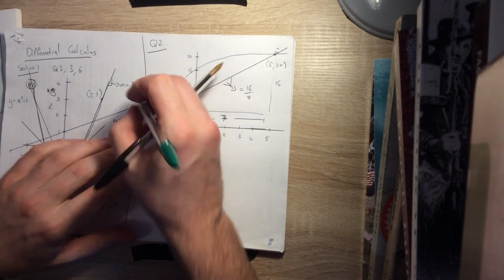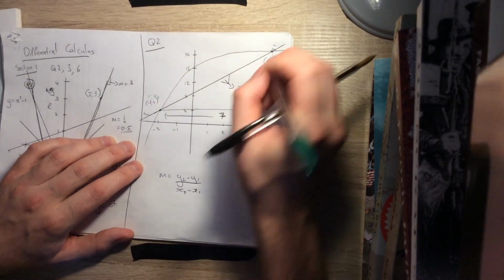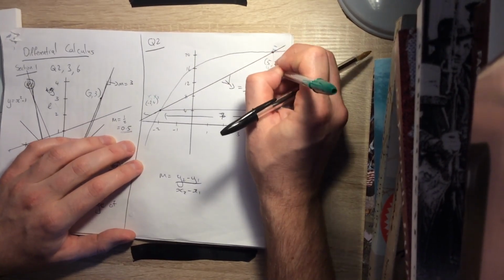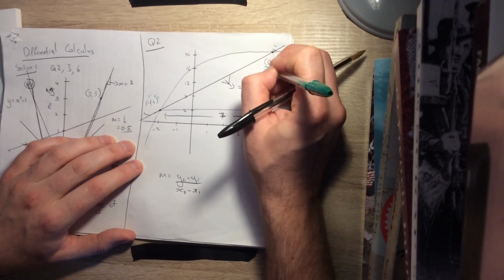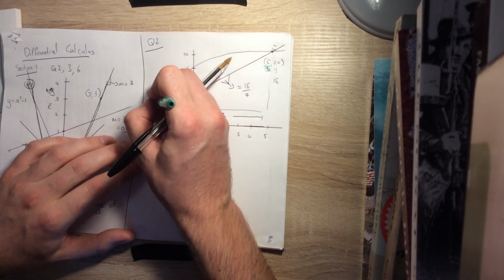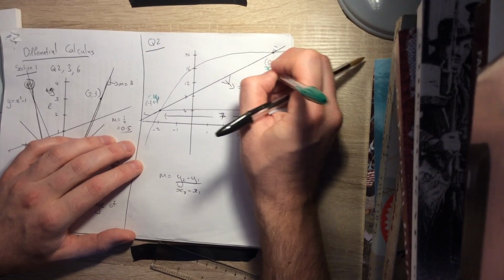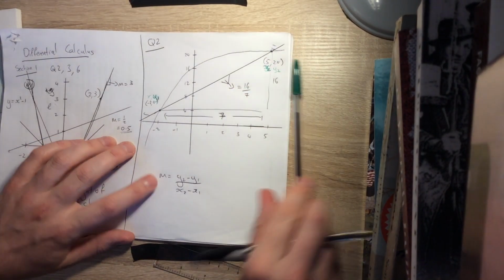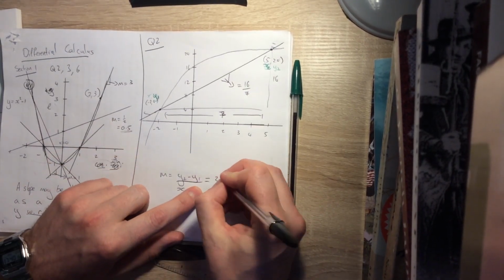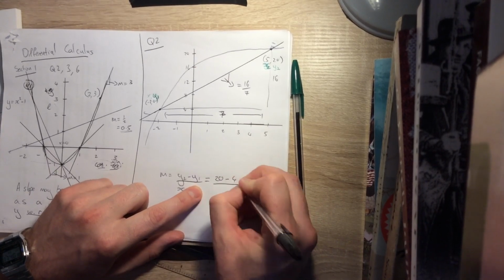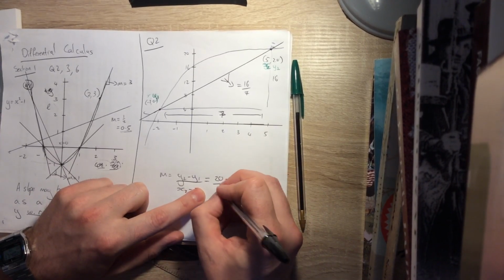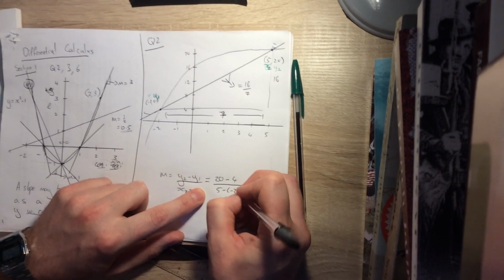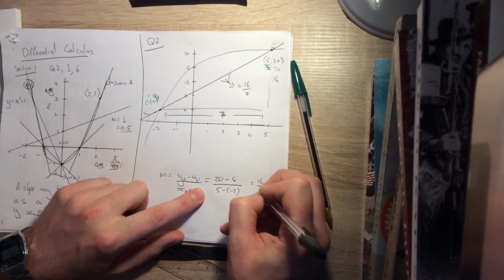So you label your points. That's x1, x2. That's y1. x1, y1, excuse me, x2, y2. So this is going to come out as 20 take away 4 divided by 5 take away negative 2, which again gives us 16 over 7.